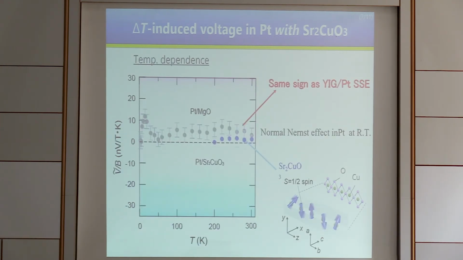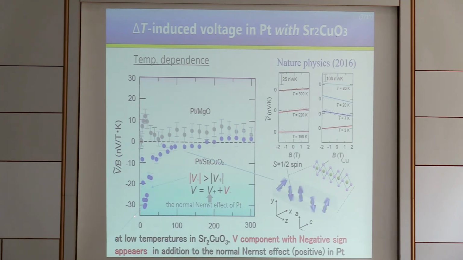Then we put a spin chain material. We measure the voltage in the strontium copper oxide (Sr2CuO3) and the platinum barrier system. This is data around room temperature. The voltage is still of positive sign, so this voltage is attributed to the normal Nernst effect in this conduction layer. Then we go to the lower temperature range and we found a strong negative signal appears at the lower temperature, which means that the positive spin current is created in this direction.